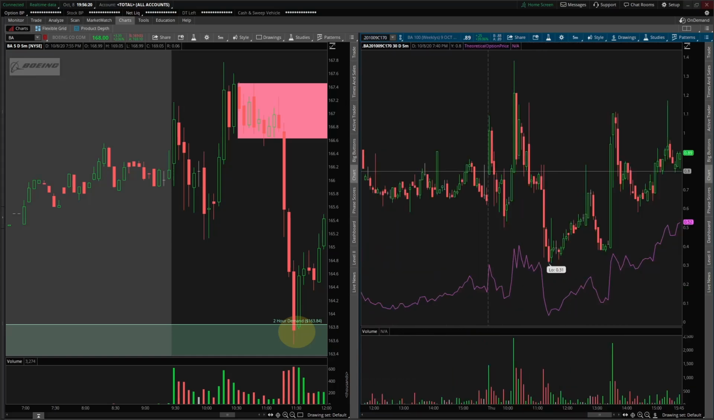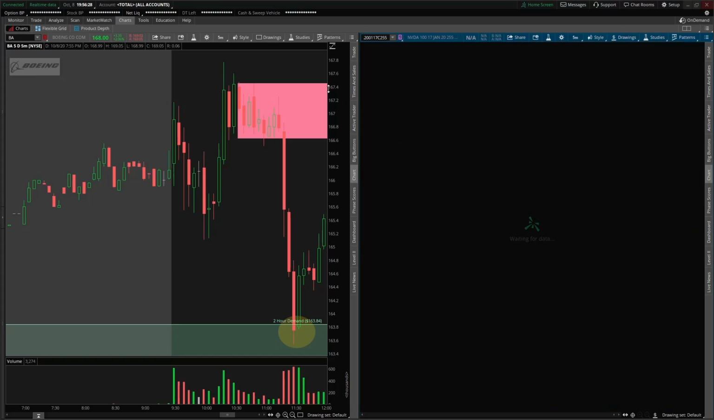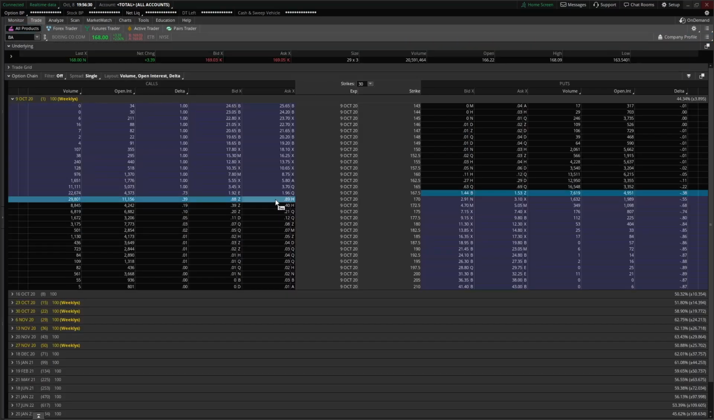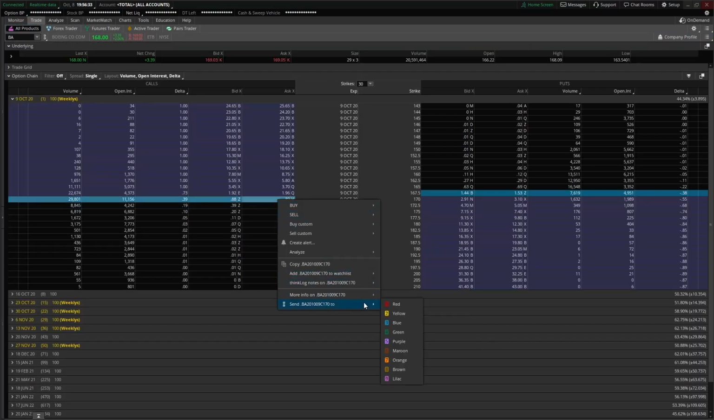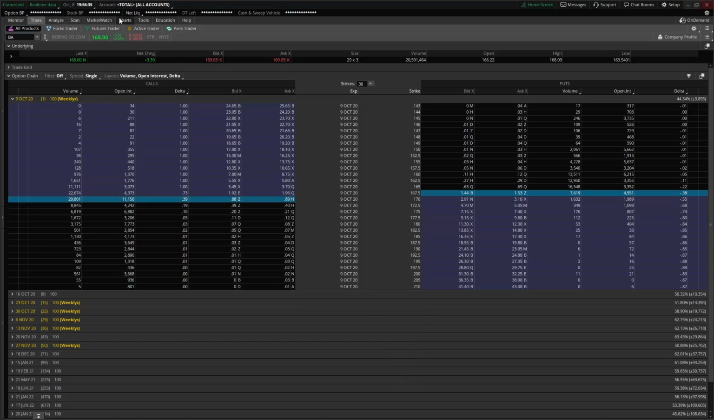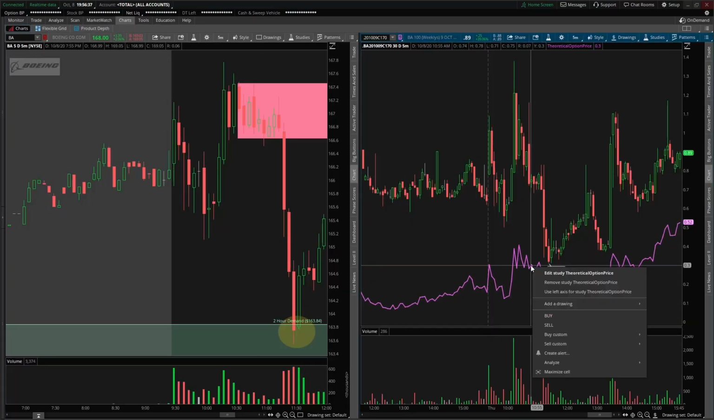So now we have Boeing's option chart, and this is going to show us a lot of things. Now there's another way to do it, which I have another video on my channel, but you could basically link this to something. You could go back to the trade tab, right click it, send to, and then send it to the linked color that you just linked, and now Boeing should be there.